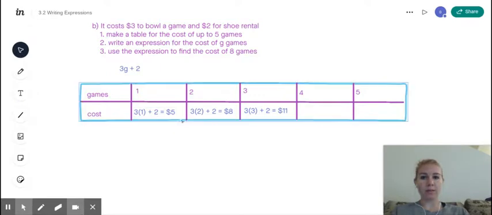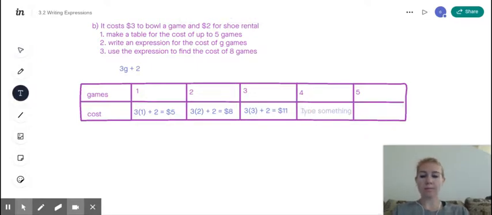Now notice, for each game, we're increasing by $3. Let's see if that's true for the 4th game. 3 parentheses 4, plus 2. 3 times 4 is 12, plus 2 more is 14. Oh, again, we went up by 3. And the reason for that is because each game costs another $3. So of course we would be increasing by 3 for each game. Okay, how about after 5 games? 3 parentheses 5 plus 2. 3 times 5 is 15 plus 2 is 17.